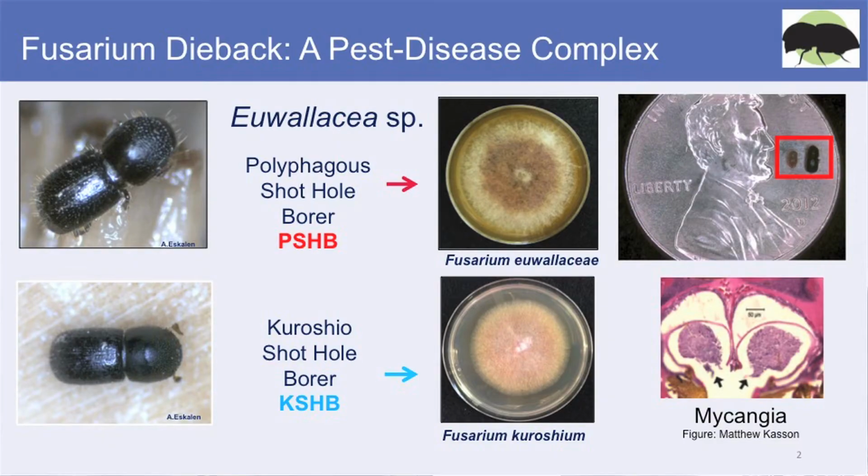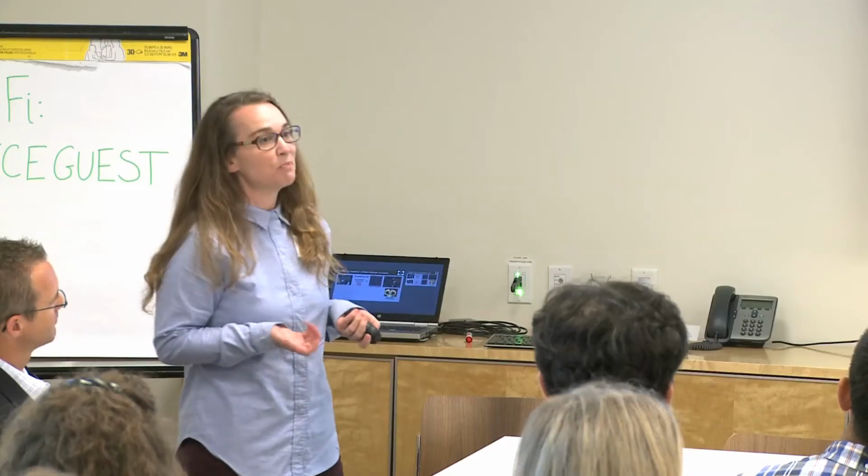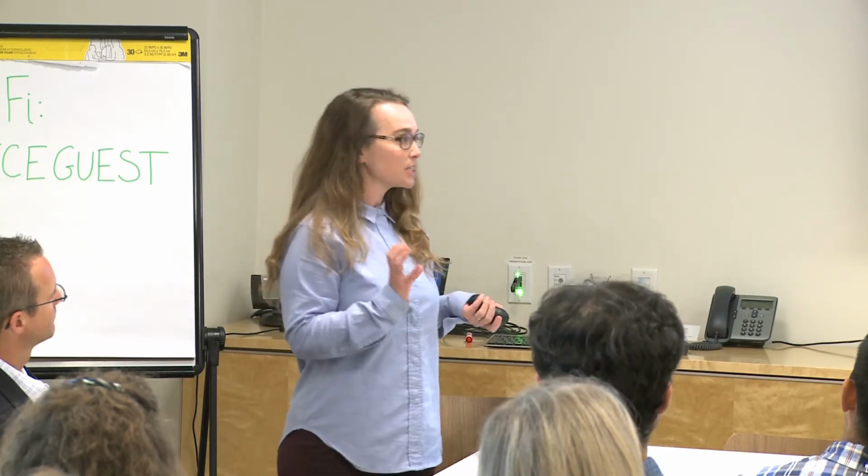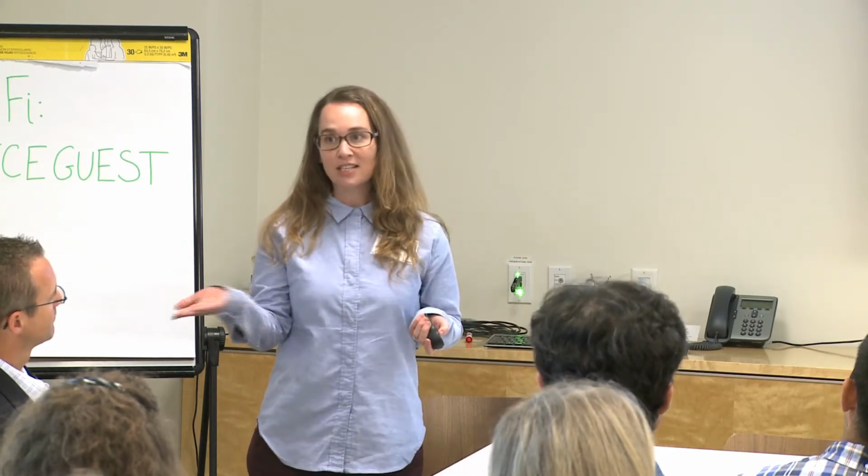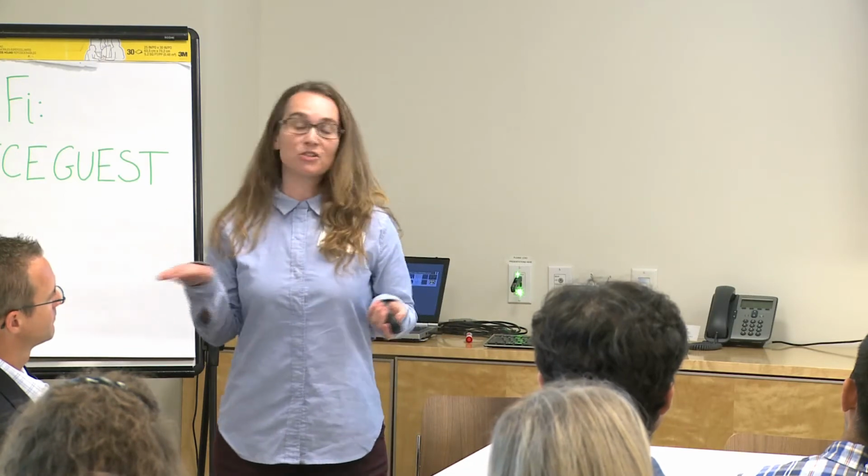So this is a pest disease complex. It involves an ambrosia beetle called Polyphagous shot hole borer. It has a symbiotic relationship with a fungus, a Fusarium species. And just to give you an indication of size, these are the beetles on a penny. The female on the right is much larger than the male, which is on the left. And the female has these special mouth parts called mycangia that it uses to carry the fungus and spread the fungus from tree to tree, and that fungus is also a pathogen.